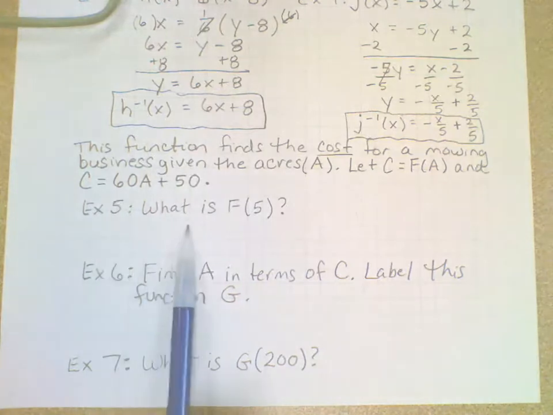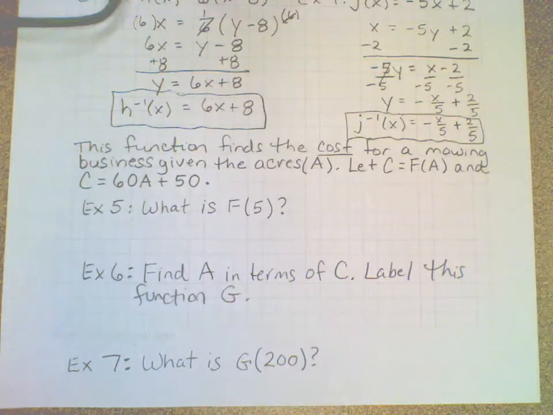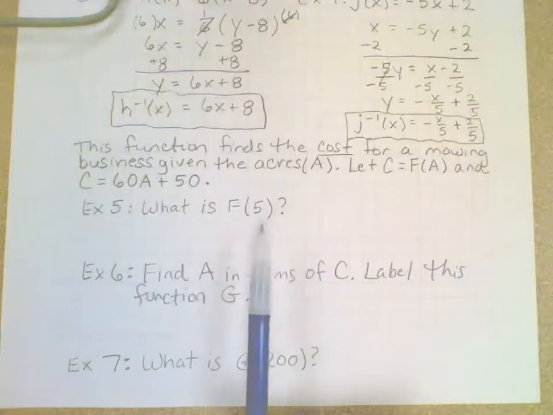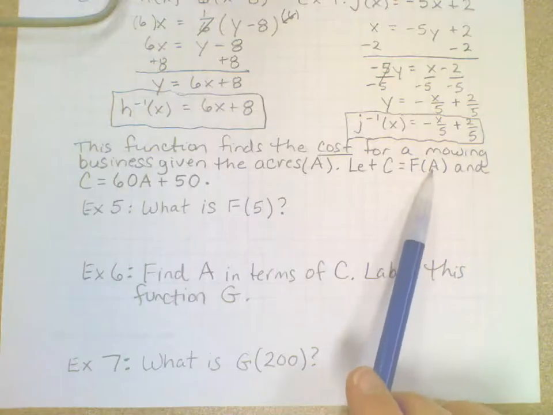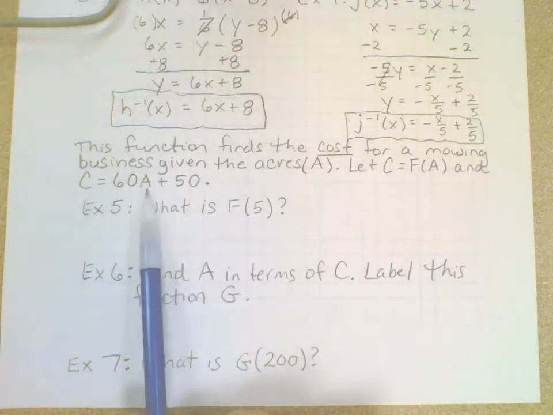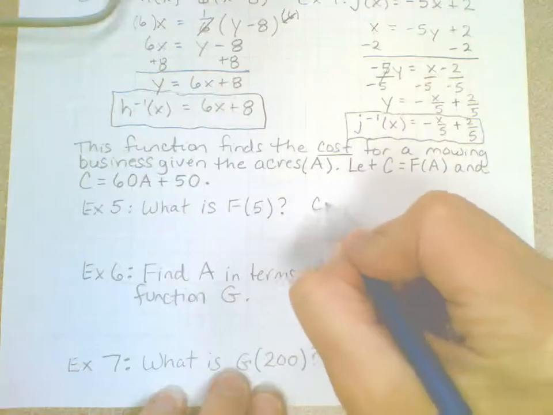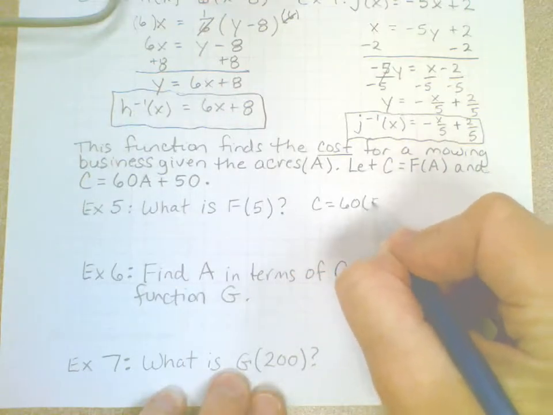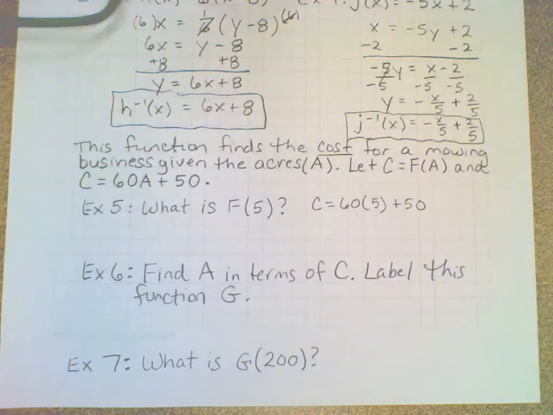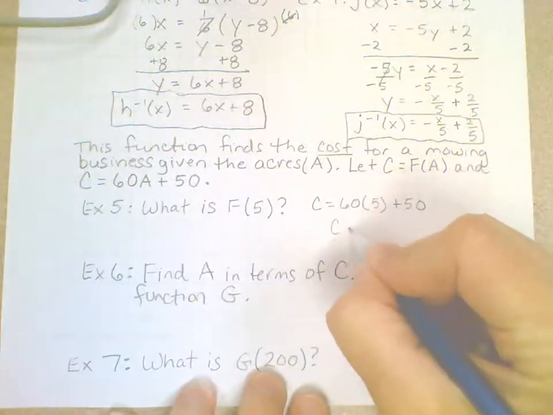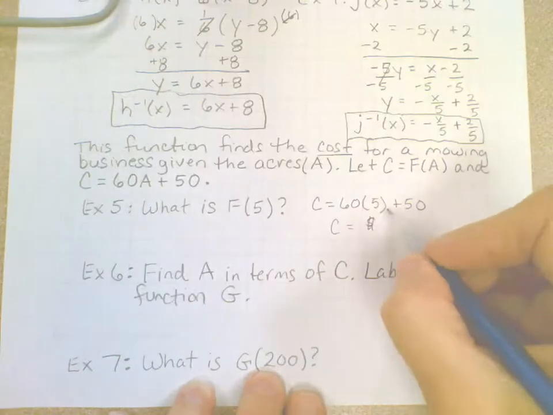For example, the first question is, what's f of 5? So that just means I'm going to plug the 5 in for the acres, right? F of the acres, f of 5. So I'm going to plug it into this function, and I'm going to figure out the cost. So just 60 times 5 plus 50, and it's $350. So my cost answer will be in dollars.